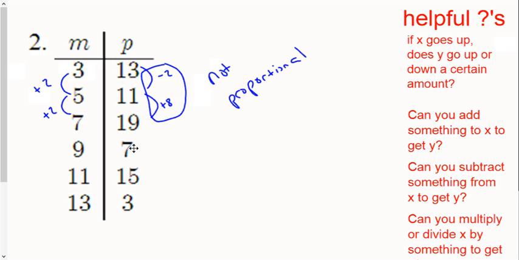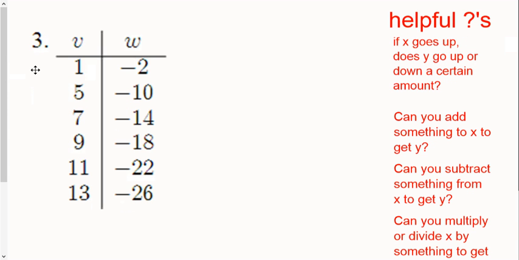So it doesn't make any sense. This goes up by 2 again, and now we get 8. And this goes up by 2 again for the m, and suddenly we drop by 12. There's no rhyme or reason. There's not a movement that's predictable, and so we would say it is not proportional. Here's number 3.